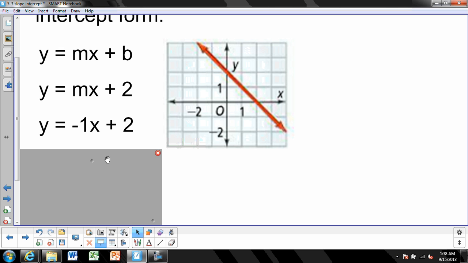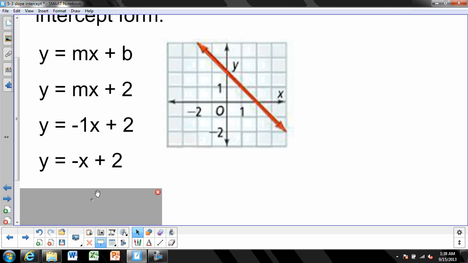Your equation should be y equals -1x plus 2. And since we really don't need to write -1 in front of x, we can write it as y equals -x plus 2.